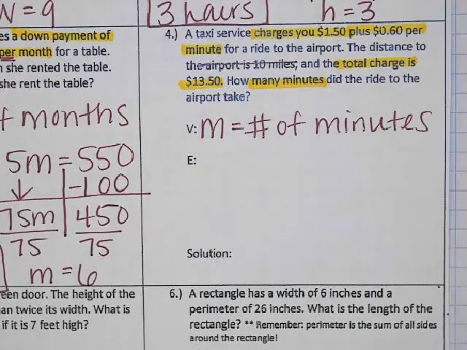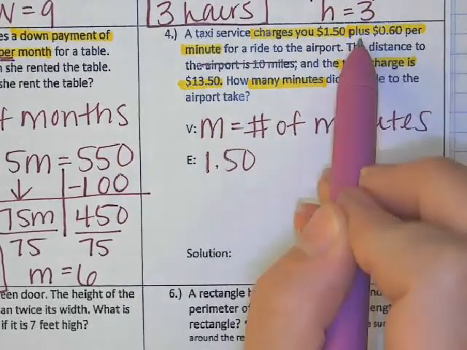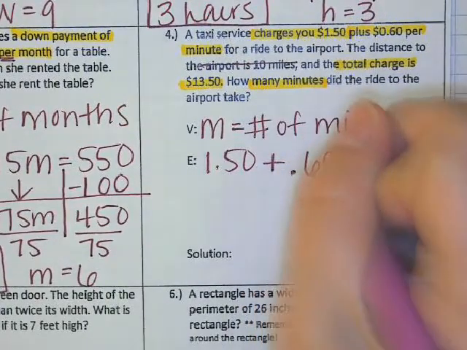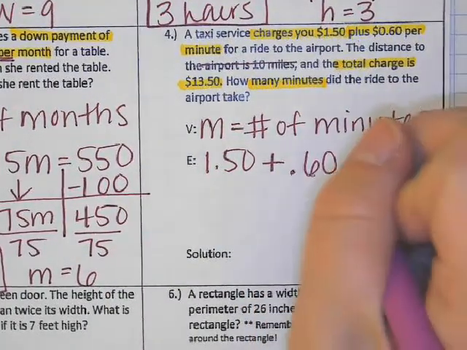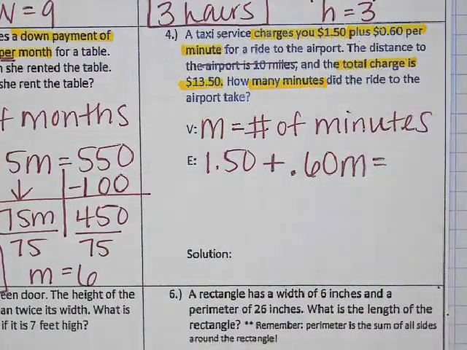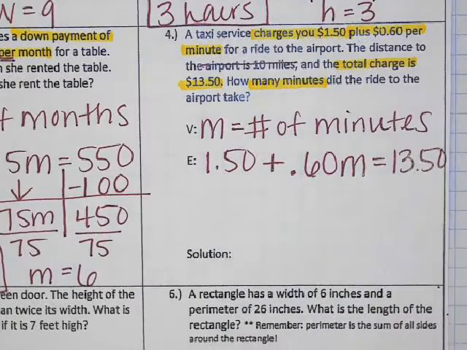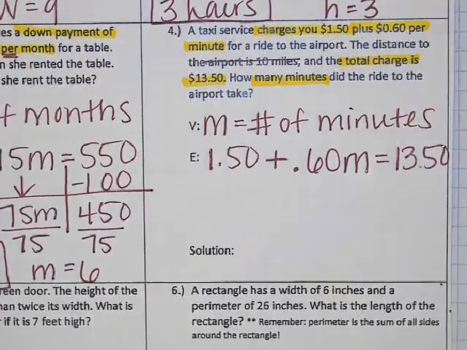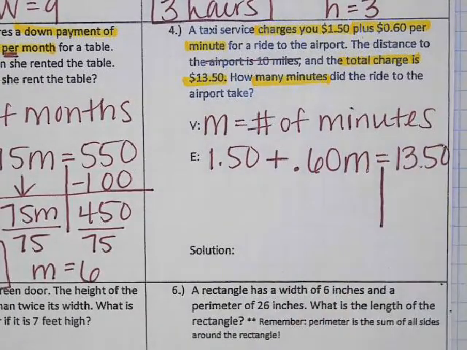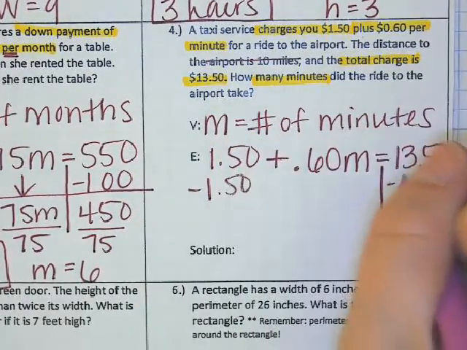I know as soon as they get in the taxi, it's $1.50. Plus tells me I'm going to add 60 cents per minute. That tells me I'm going to say 60 cents times M. My total cost of the taxi ride was $13.50. Now I need to solve. Make sure you draw a line under the equal sign, and what I do to the left, I have to do to the right. Subtracting 150 from the left, I subtract 150 from the right.